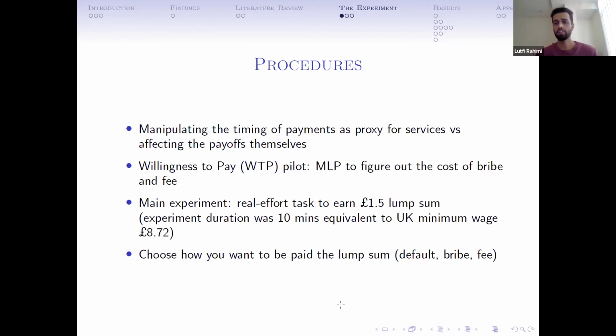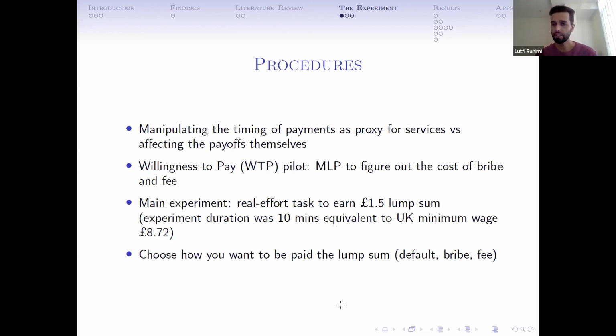And then once they earned, we kept repeating and priming them during this period that they have earned their money. And the idea of the real effort task was also to make sure that they got that idea through, because it was crucial in the second part of it. And then they realized that, okay, we have earned this money. Now we have 3 ways of getting it: default, or pay a bribe, or pay a fee.